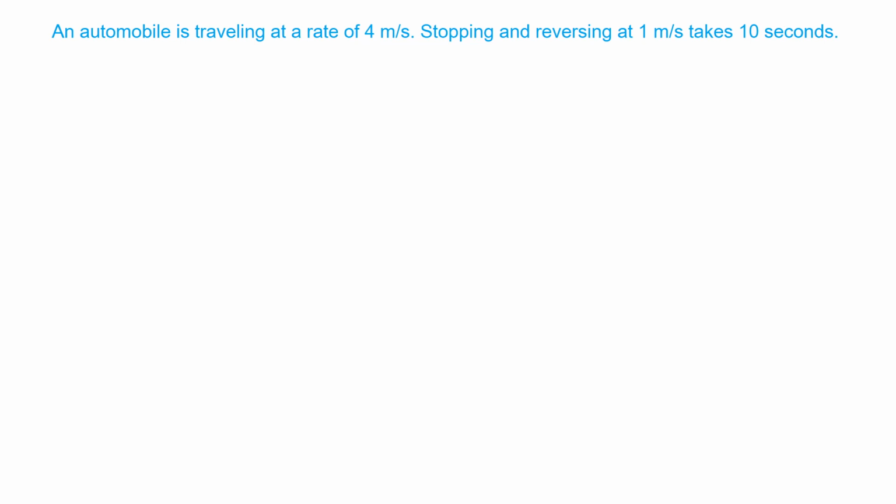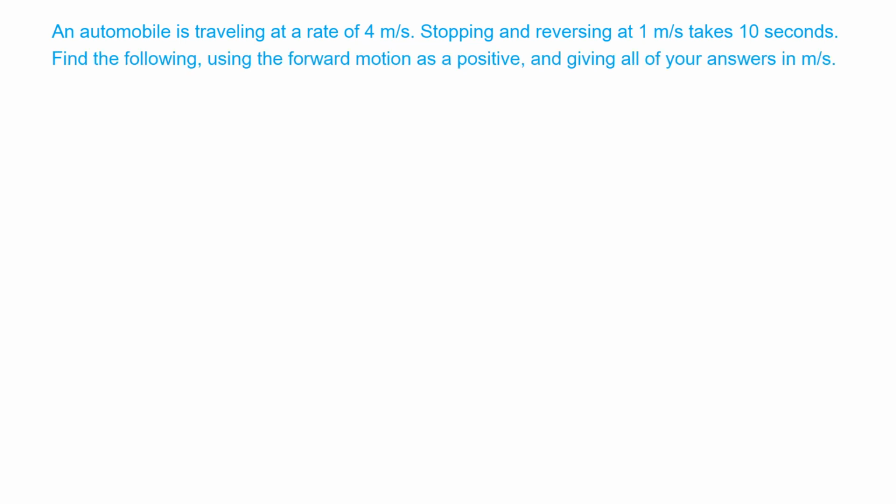An automobile is traveling at a rate of 4 meters per second, stopping and reversing at 1 meter per second takes 10 seconds. Find the following using the forward motion as positive and giving all of your answers in meters per second.